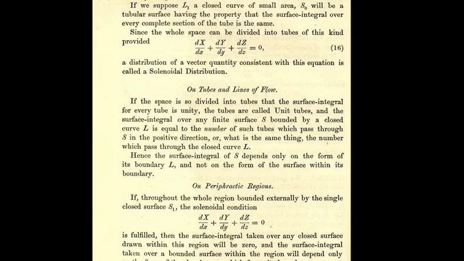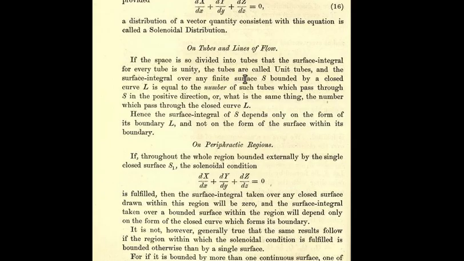Tubes and lines of flow. If the space is so divided into tubes that the surface integral for every tube is unity, the tubes are called unit tubes. And the surface integral over any finite surface S bounded by a closed curve L is equal to the number of such tubes which pass through S in the positive direction, or, what is the same thing, the number which pass through the closed curve L. Hence, the surface integral over S depends only on the form of its boundary L and not on the form of the surface within its boundary.